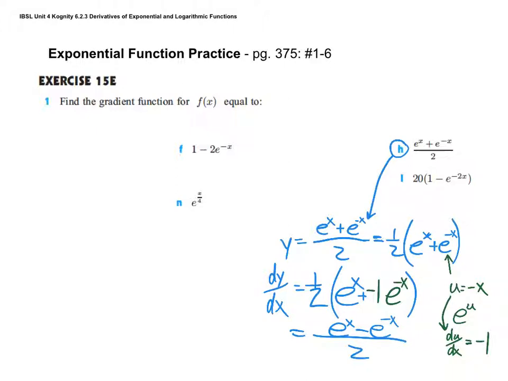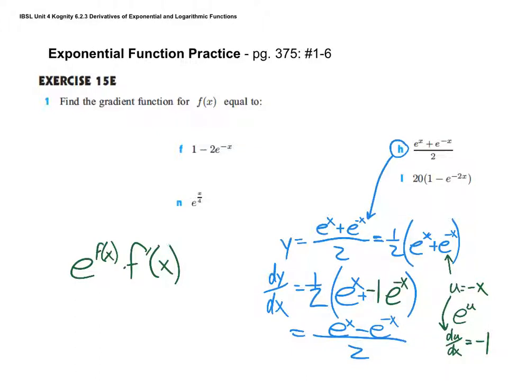Wait, so it says here that if you're doing e to a function, it's e to the f of x times the derivative of that. Yep. So the derivative is going to be -1, and you just multiply by that. And that's just a different way of writing the chain rule. Instead of u's, they have f of x's there.